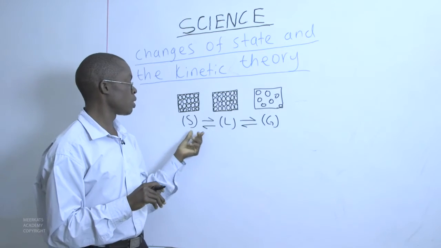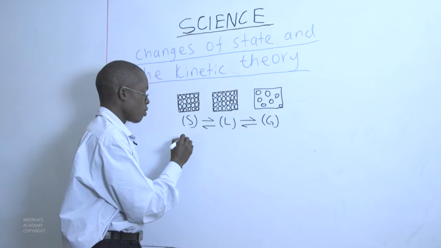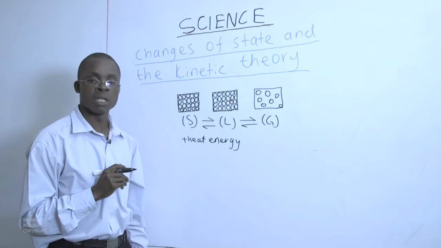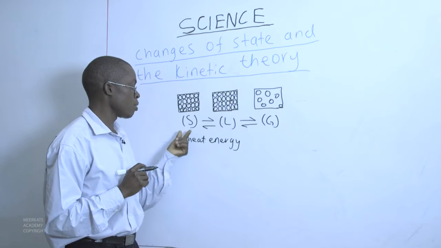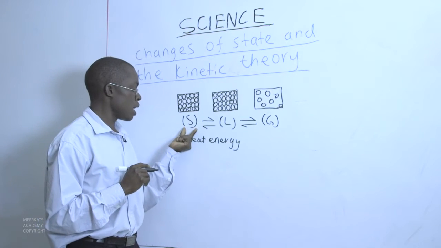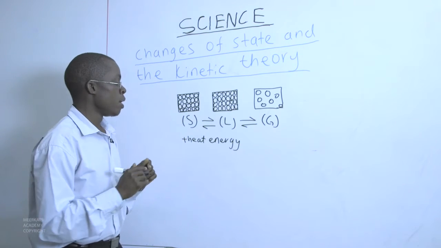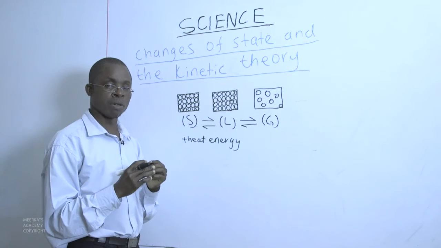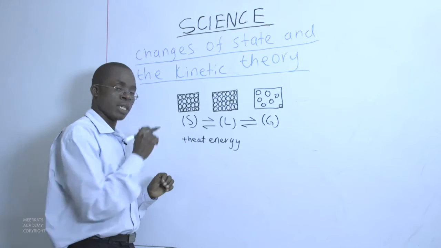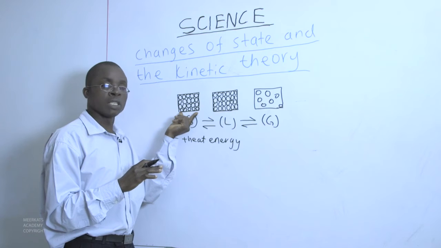Starting with the change from solid to liquid, you change state through addition of heat energy. That is from solid to liquid. The heat energy added to the particles in a solid state only does one thing. It weakens, or you can say breaks, the forces holding the particles in solid state.